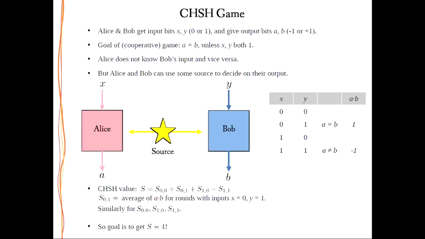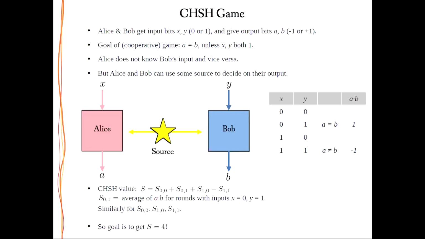What if they just give a random output? They just randomly say +1 or -1. What would happen? Yeah, so we were thinking about what happens if they give a random output. What is the average of A times B going to be? A is the output of Alice, B is the output of Bob. What is it going to be if A and B are just randomly 1 and -1?